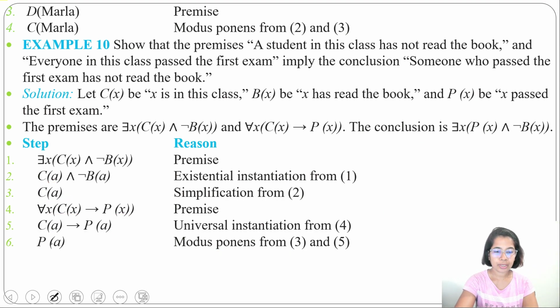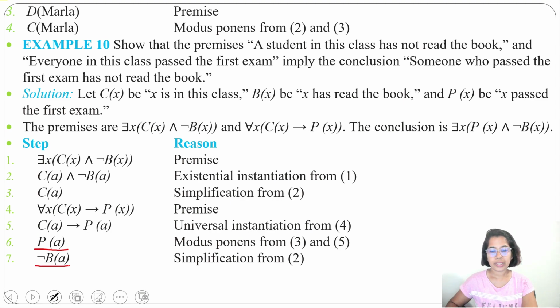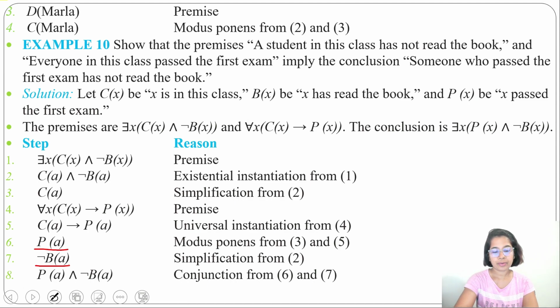We can also conclude that negation of B of a is true from 2 by simplification. In the same way, we conclude C of a is true. So here we found P of a is true and negation of B of a is true. So we can do AND: P of a and negation of B of a is true. We did conjunction from steps 6 and 7. So a is a student who passed and has not read the book.